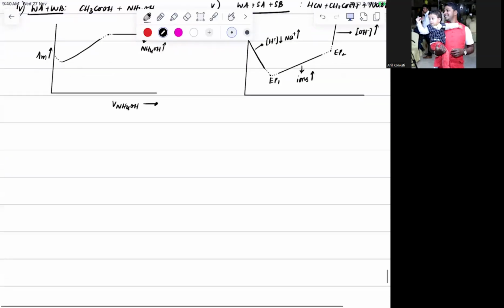Lastly, the last graph is about precipitation: AgNO3 plus KCl precipitation.